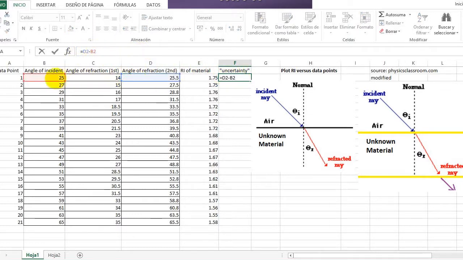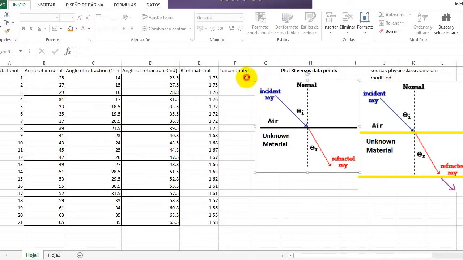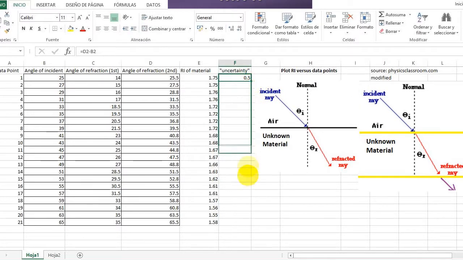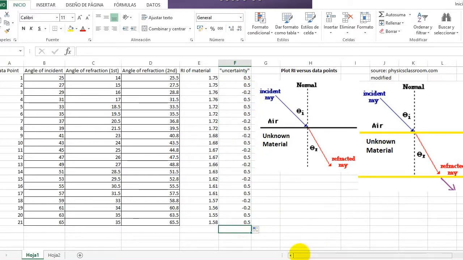Again, if I click up here, it'll highlight the cells that I'm interested in, that are used in this formula. And these are the two cells I want to use. And as before, I can slide this calculation down so it calculates the uncertainty for all of my values. So here's the uncertainty. Which uncertainty do I want to use? Well, I want to use the maximum uncertainty.